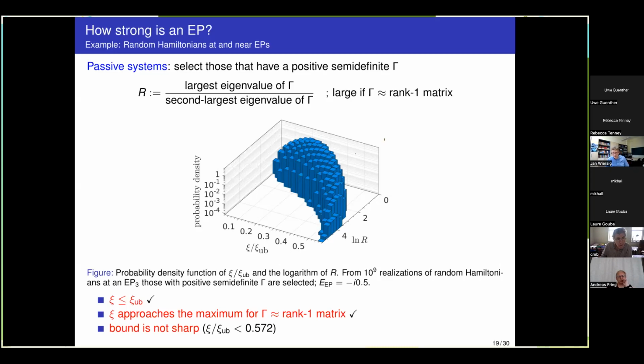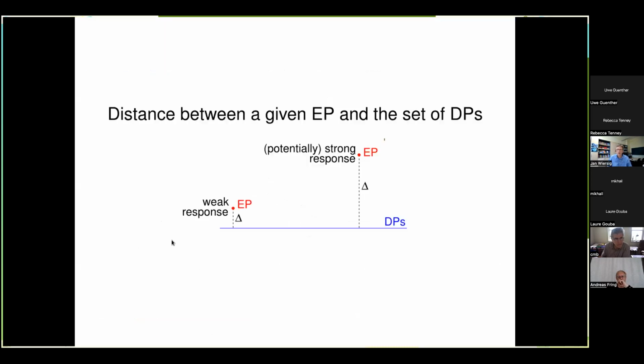What we also see is that the bound is not sharp, because psi divided by this upper bound psi up is smaller than 1, considerably smaller, right? This is for an exceptional point of order 3, and maybe I forgot to mention, 10 to the 9 realizations. So it does not mean that the bound is wrong, right? It does mean it could be better. So it's just not a very sharp bound. Okay, I come back to this in a second.